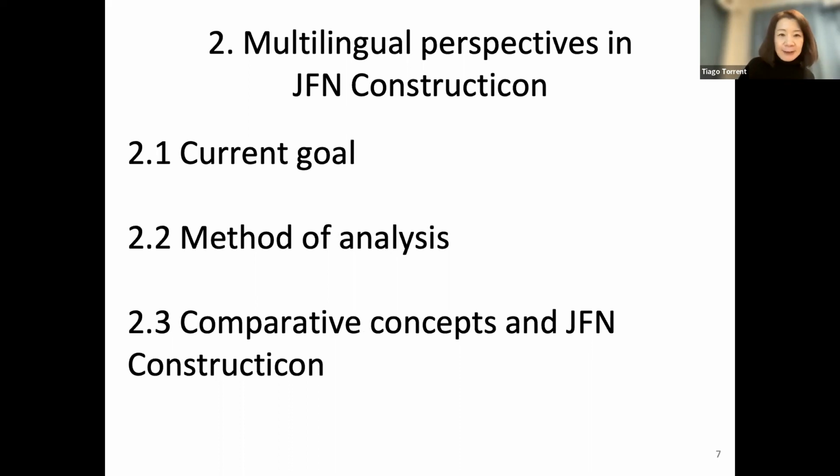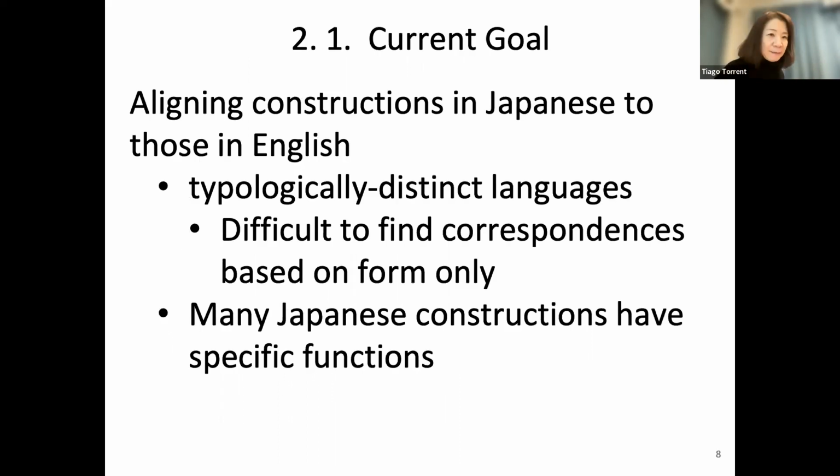Let's first look at our current goal. As I mentioned earlier, we are, from the beginning of Japanese FrameNet, and also from the beginning of the Japanese FrameNet Constructicon project, trying to align Japanese constructions to those constructions in English. And as you already know, Japanese and English are typologically distant or distinct languages. And so it's very difficult to find correspondences based on form only.